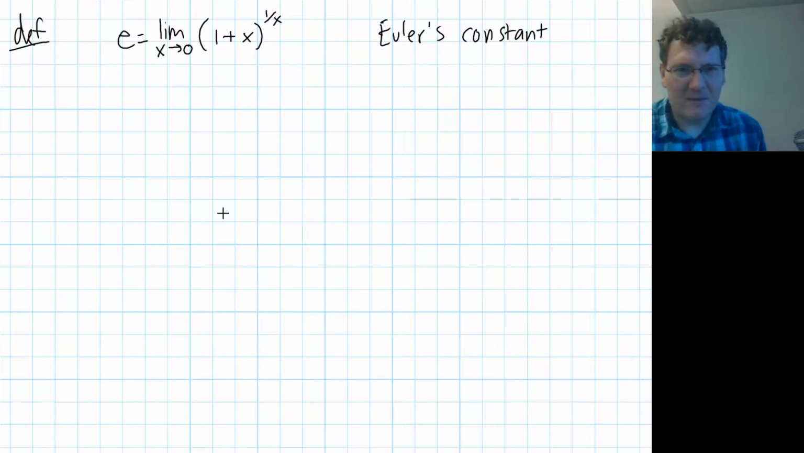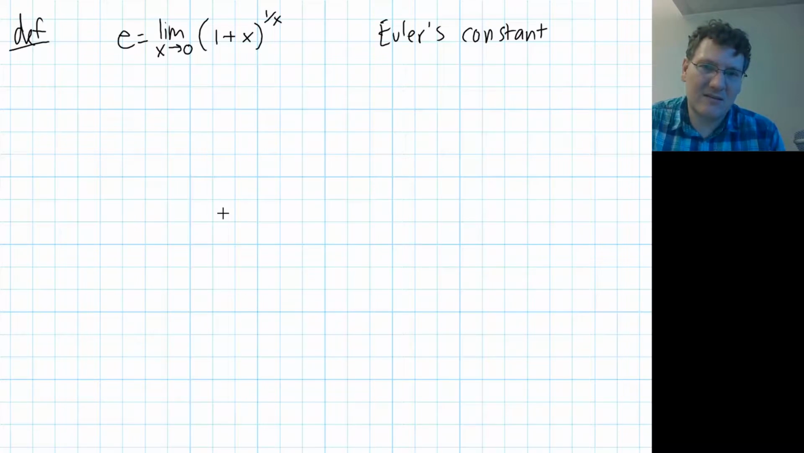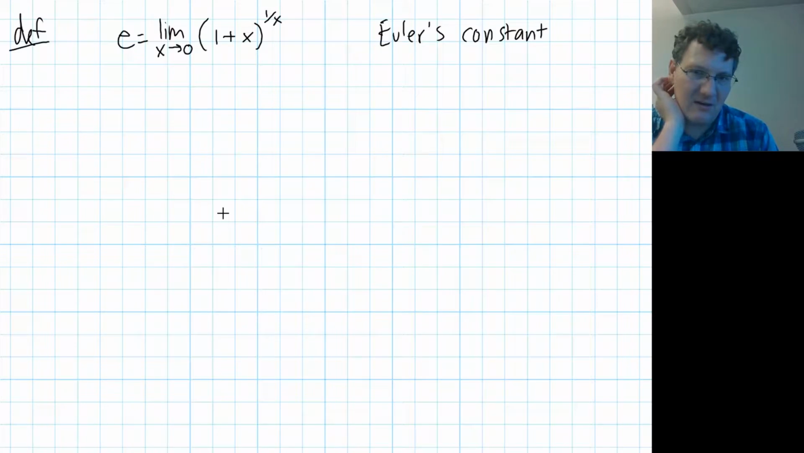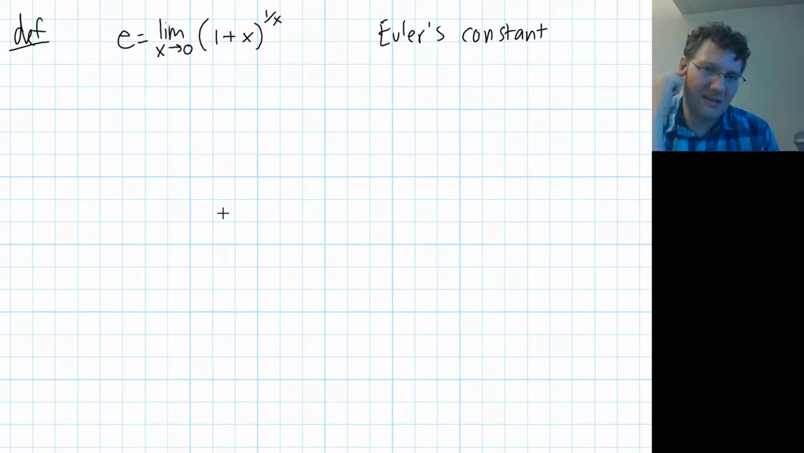Anyway, e is the limit of the expression 1 plus x to the 1 over x power as x goes to 0. You can see that on the one hand, 1 plus x is going to get closer and closer to 1, but 1 over x is going to be increasing up to infinity. So what happens when you have a base that's getting closer and closer to 1, but its power is getting closer and closer to infinity? As x gets closer to 0, well, you get a constant e.